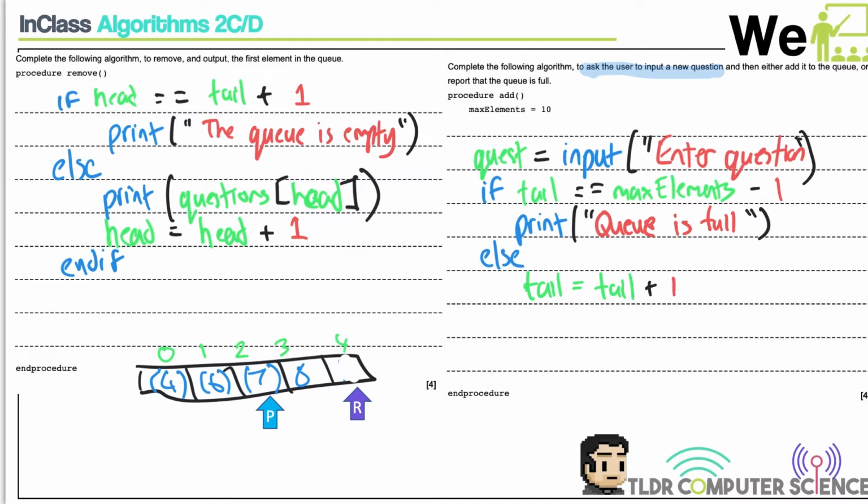Plus 1. So I've moved it up. And then what's the name of my data structure? Questions. What kind of brackets am I going to use now? Square bracket. Tail. Now that I've incremented it. And what do I put in there? Equals quest.